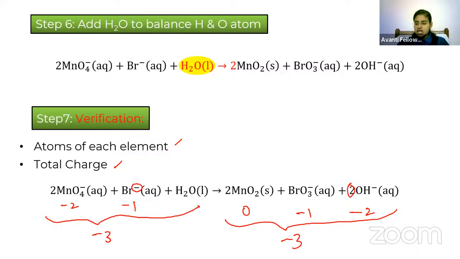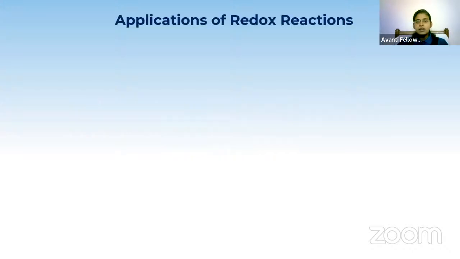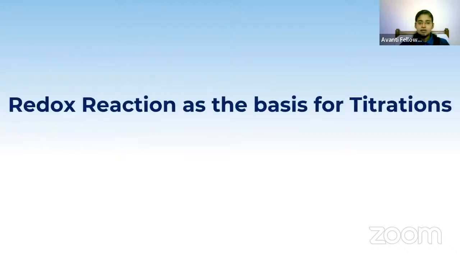Fine. So now let's go ahead with the last topic of this lesson, which is called applications of redox reactions. In the applications of redox reactions, we are going to cover 3 topics. The very first is redox reactions as the basis for titration. Second is electrochemical cell. Third is electrode potential.